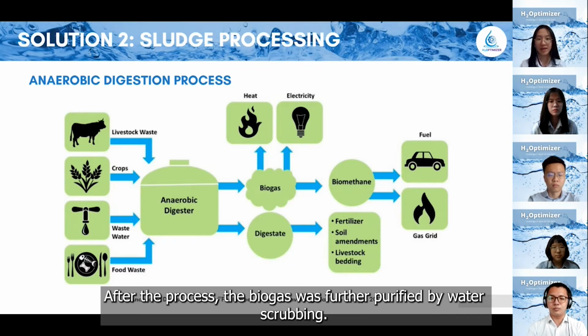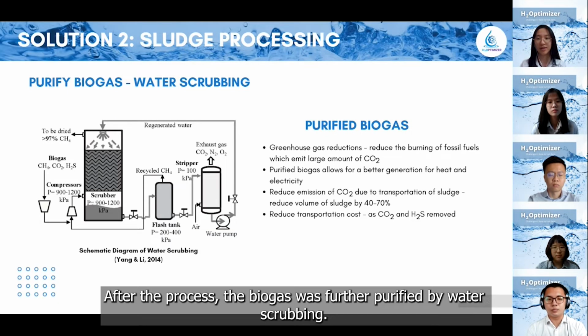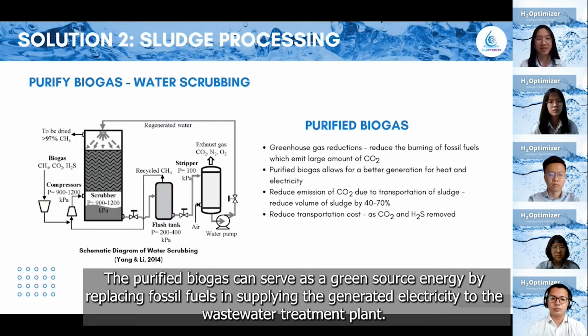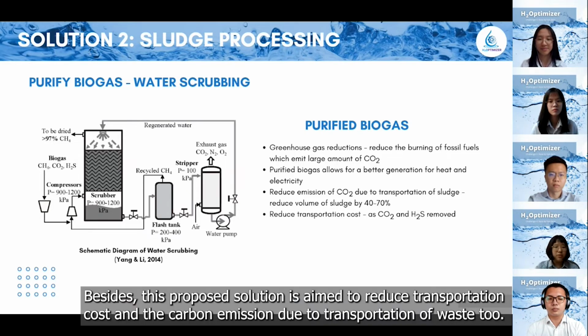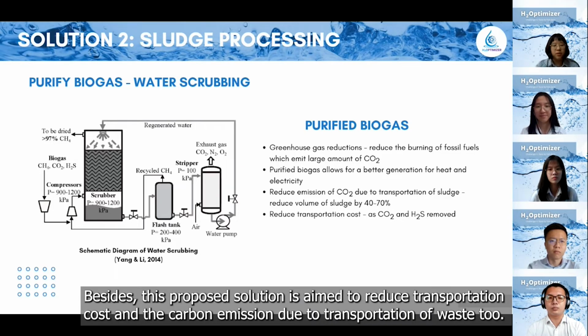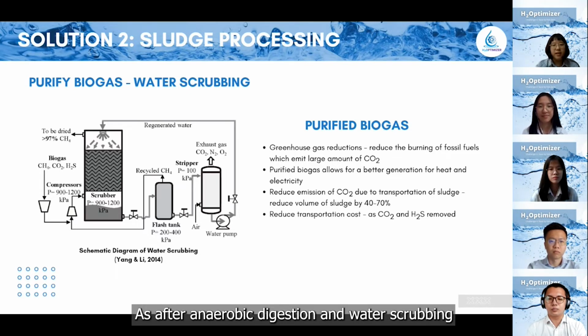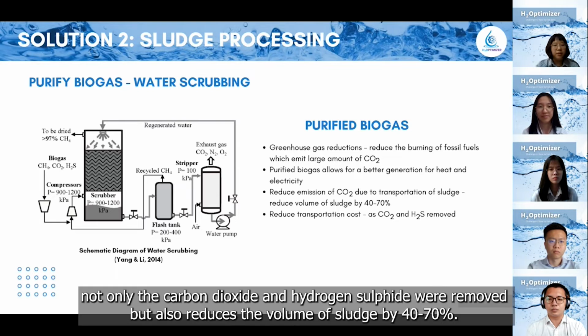After the process, the biogas is further purified by water scrubbing. The purified biogas can serve as a green source of energy by replacing fossil fuels in supplying the generated electricity to the wastewater treatment plant. Hence, the emission of carbon dioxide due to the burning of fossil fuels can be reduced to a lower extent. Besides, this proposed solution aims to reduce transportation costs and the carbon emission due to transportation of waste too. After anaerobic digestion and water scrubbing, not only are the carbon dioxide and hydrogen sulfide removed, but the volume of sludge is also reduced by 40 to 70%.